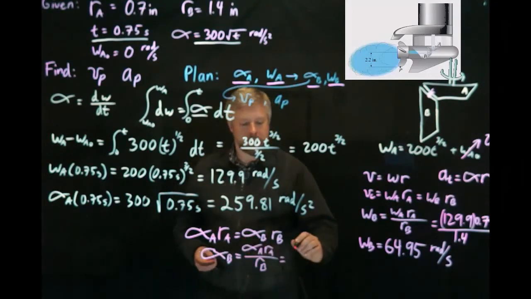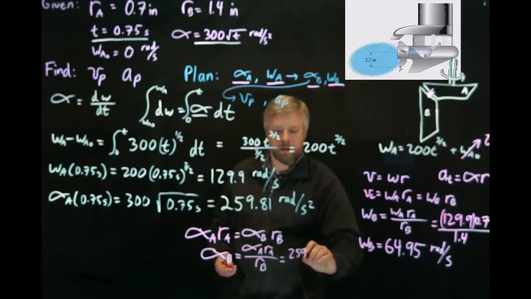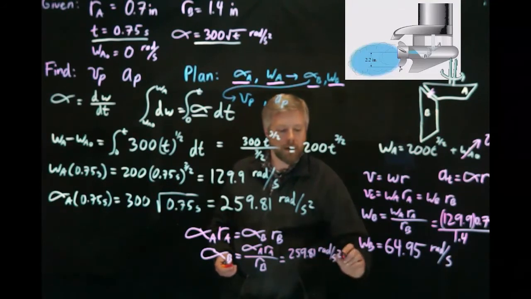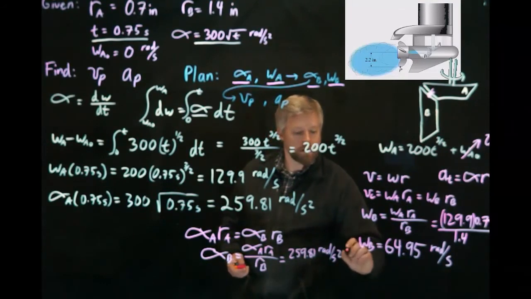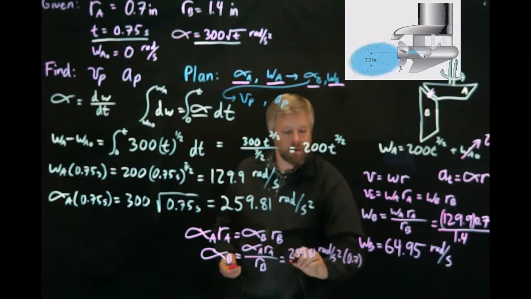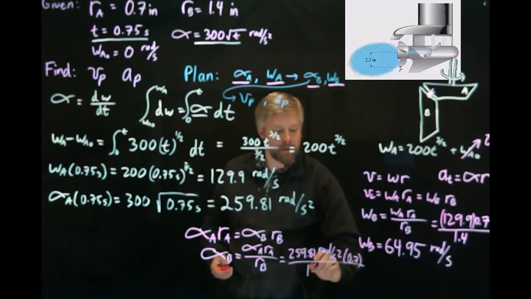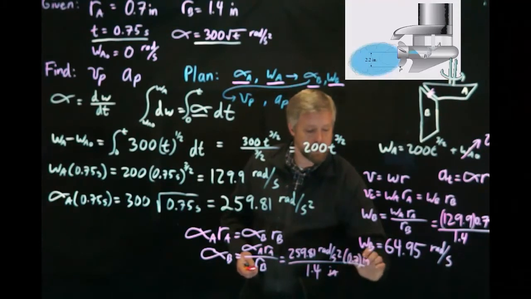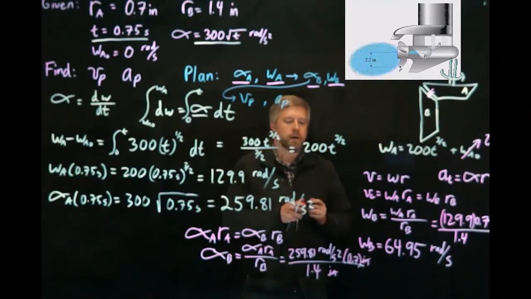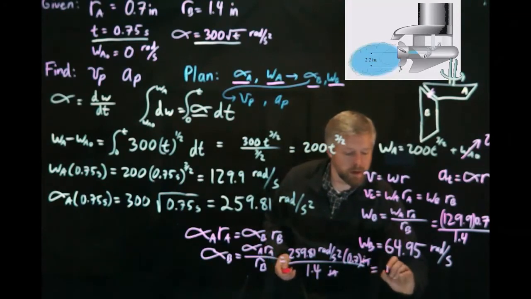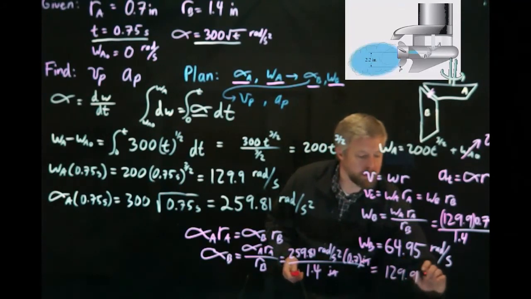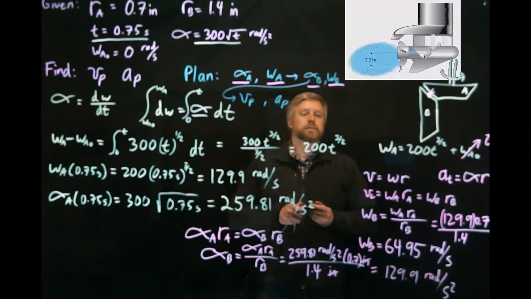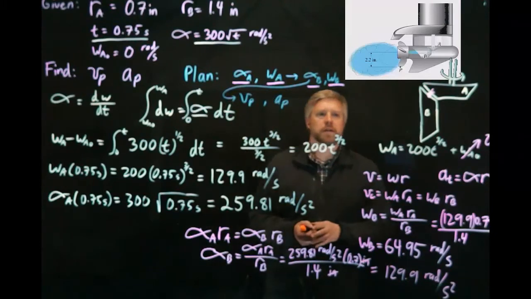Which is going to be equal to 259.81 per second squared times 0.7 over 4. This is inches. This is inches. And we get radians per second squared, and it's just that divided by 2, which is 129. Okay, we're getting pretty close to solving the problem now.